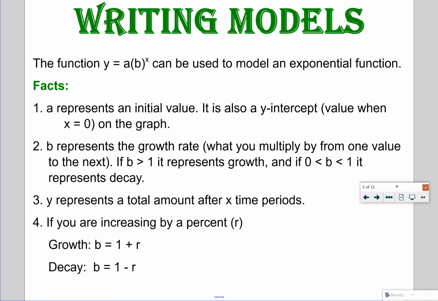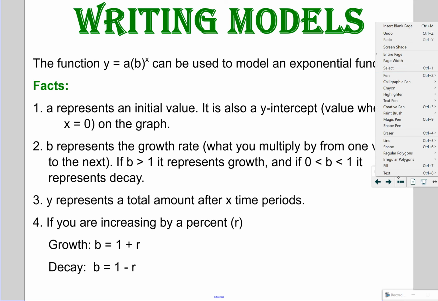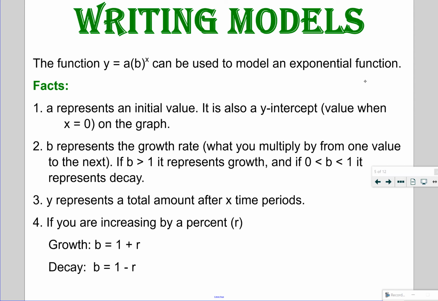Okay, so let's talk about writing models. We're going to focus right now on writing models by hand, and then I'll show you later how to do them in the calculator, like we've done with our other functions. So to write an exponential, we're going to be using this model, y equals a times b to the x power, which we've talked about before.